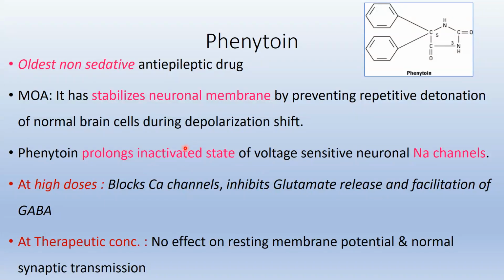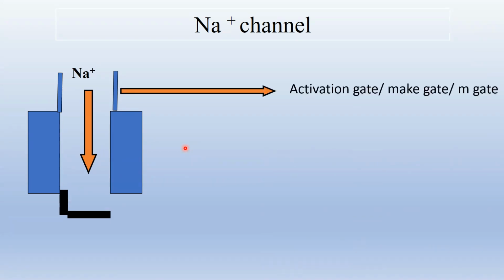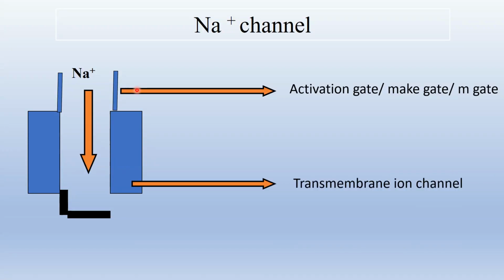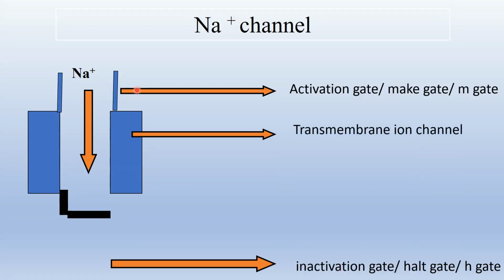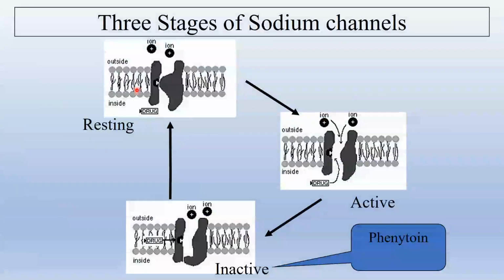Here, before going any further, I want you to know the structure of the sodium channel. The sodium channel has an activation gate, or make gate, or M gate, which is extracellular, then transmembrane ion channels, and then an inactivation gate, halt gate or H gate. When the activation gate as well as the inactivation gate is open, then only the sodium ions move through. Because of this mechanism, there are three states of sodium channels: they can be in the resting state, the active phase, or the inactive phase.